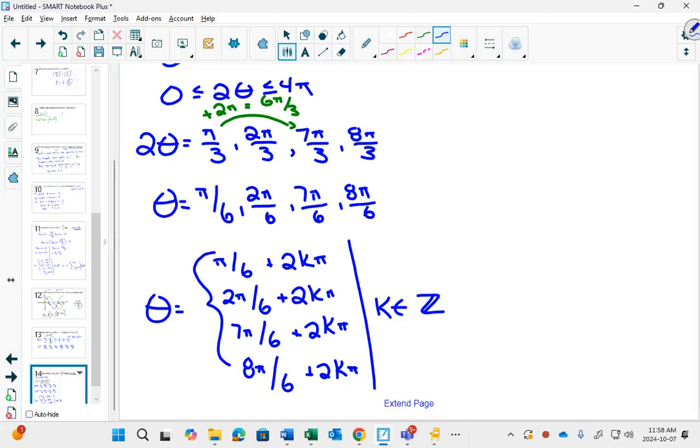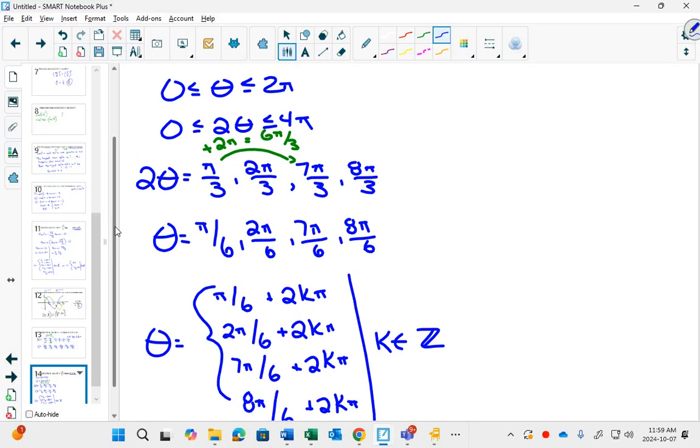Then once you have your answers from 0 to 2 pi, you just add 2k pi to all of them. So this is a very typical way of doing a general solution. You find from 0 to 2 pi first, but it was a multi-revolution question, so we had to solve it like a multi-revolution question to get our answers between 0 and 2 pi, then add 2k pi to each of them.